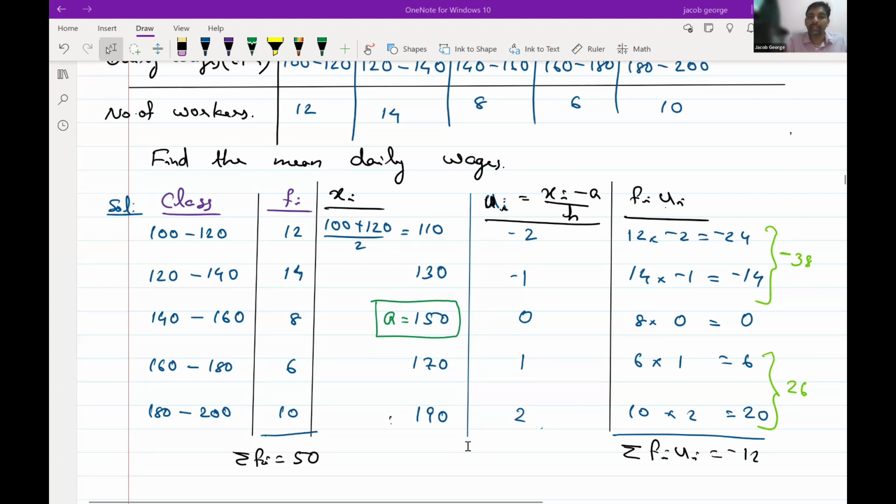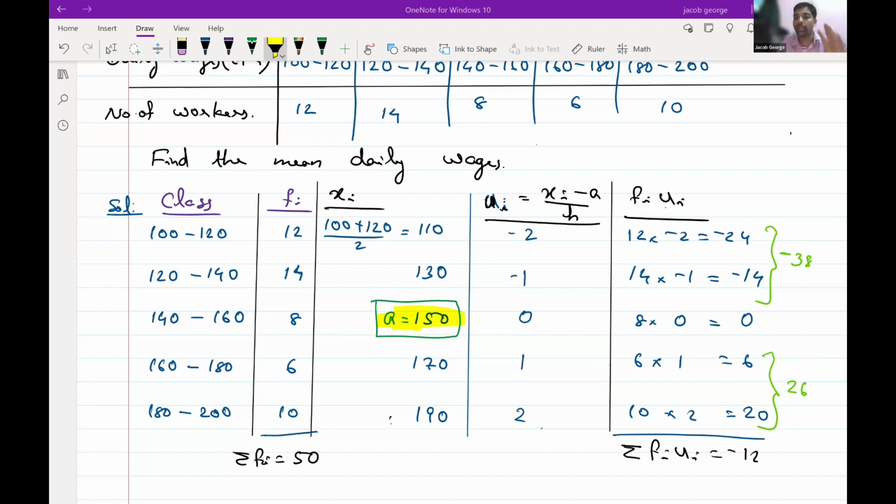Now, in the xi column, 110, 130, 150, 170, 190, the middle value among these numbers is which one? 150. That one should be selected as the assumed mean. That was our step number 2. In case there are 2 middle values, you can select one of them as the assumed mean. Clear? Yes. That is step number 2.